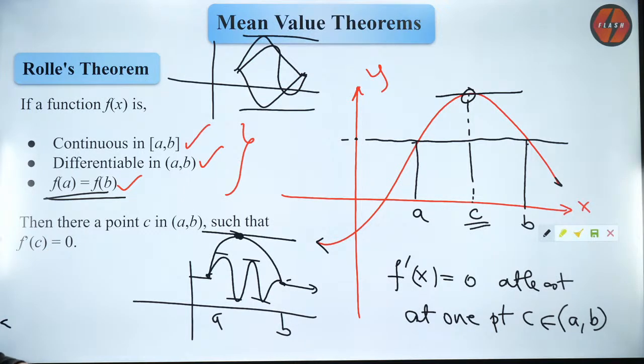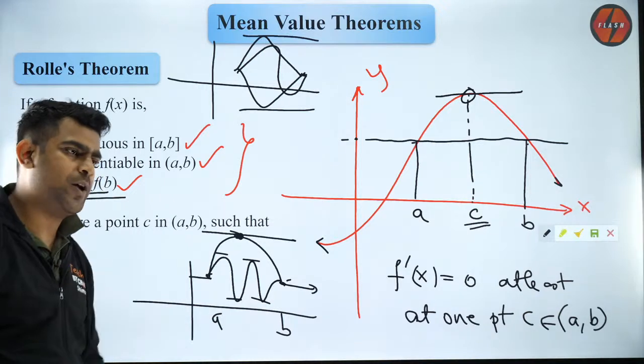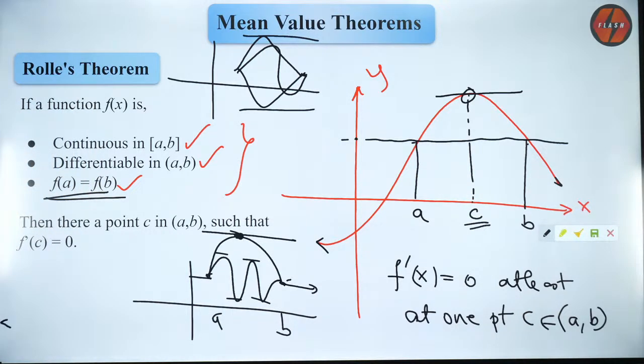What are discrete, Jashwant? Your a and b are different points. Yes, they are different points, but the functional value is the same. That condition is required in Rolle's theorem. Got it? So this is your Rolle's theorem.